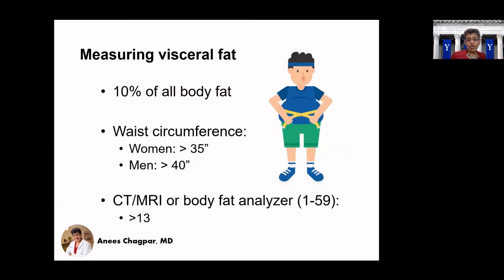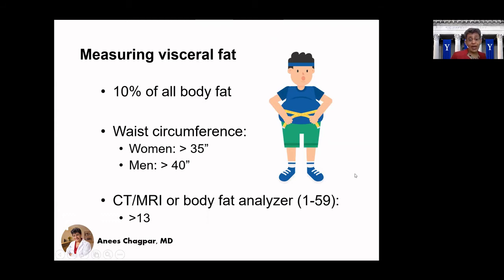So how do you measure visceral fat? Visceral fat is really 10% of all of your body fat. So if you go back to the video on estimating your percent body fat, you can get an idea of how much visceral fat you have by estimating that it's about 10% of whatever your body fat is. Now, for women, your waist circumference should really be less than 35 inches. And for men, it should be less than 40 inches. If it is more than these numbers, then that means that you're obese. And the implications are that this is an abnormally high rate of visceral fat and can have some serious health implications.